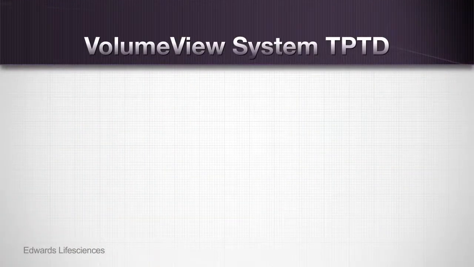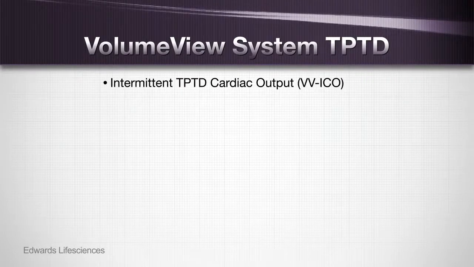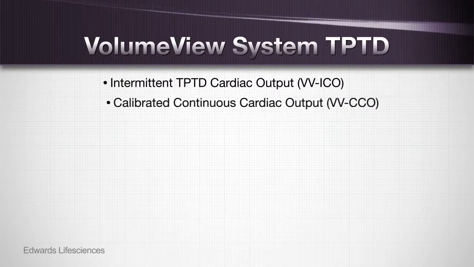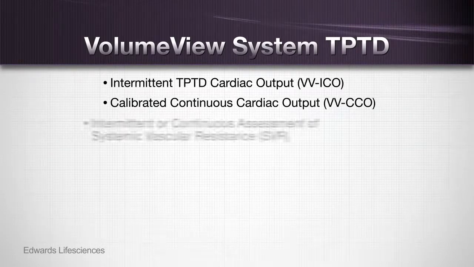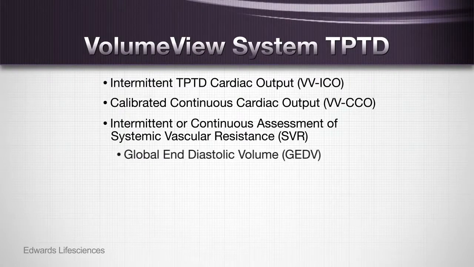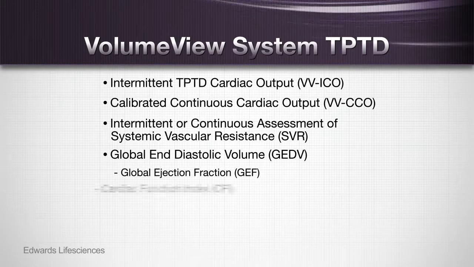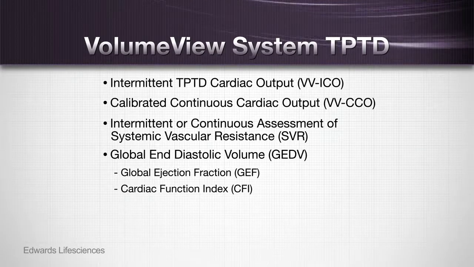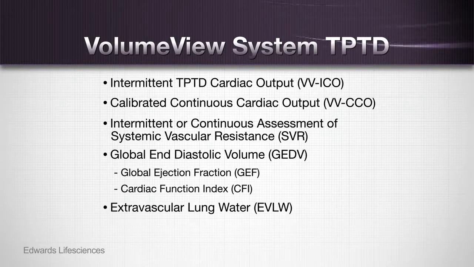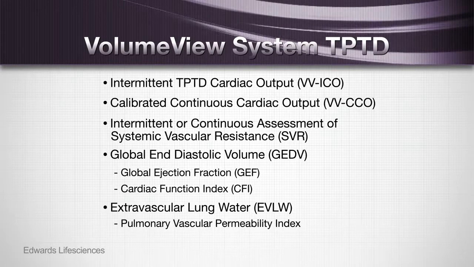Transpulmonary thermodilution with the VolumeView system allows for the measurement and derived calculations of the elements that affect oxygen delivery through intermittent transpulmonary thermodilution cardiac output, calibrated continuous cardiac output, intermittent or continuous assessment of systemic vascular resistance, global end diastolic volume, global ejection fraction, as well as cardiac function index. In addition, extravascular lung water as well as pulmonary vascular permeability index can be used, which may affect oxygenation.